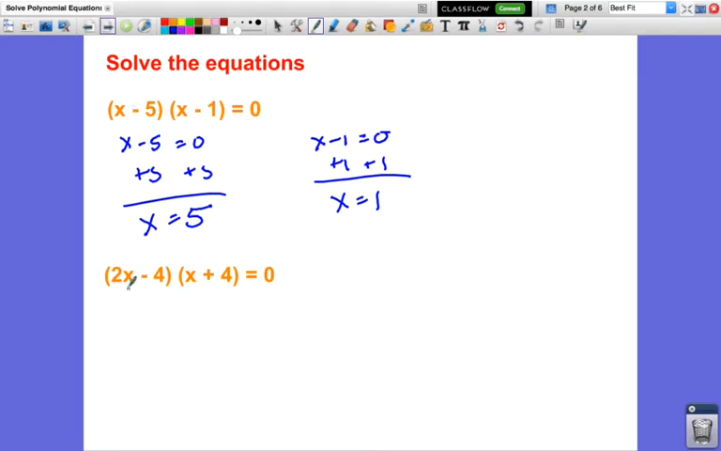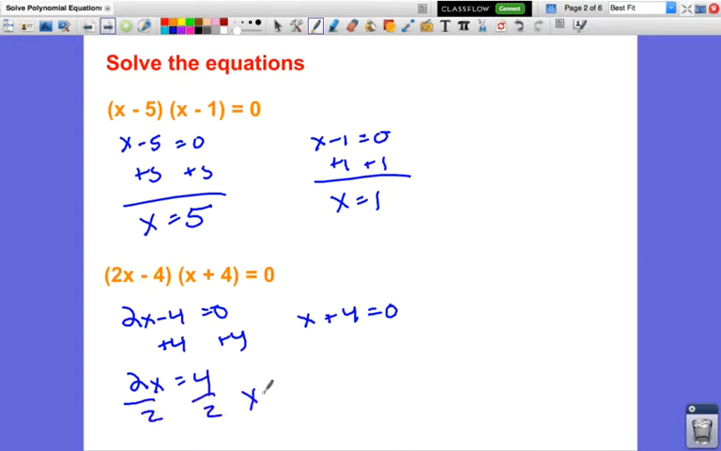Same thing down here. I have 2x minus 4 times x plus 4. If I multiply these, I get 0, so I'm going to separate into two equations, and they're both equal to 0. This one's a two-step equation, so I add 4 to both sides: 2x equals 4, divide by 2, x equals 2. And this one I can just subtract 4: x equals negative 4. So my solutions are x equals 2, or x can also equal negative 4.